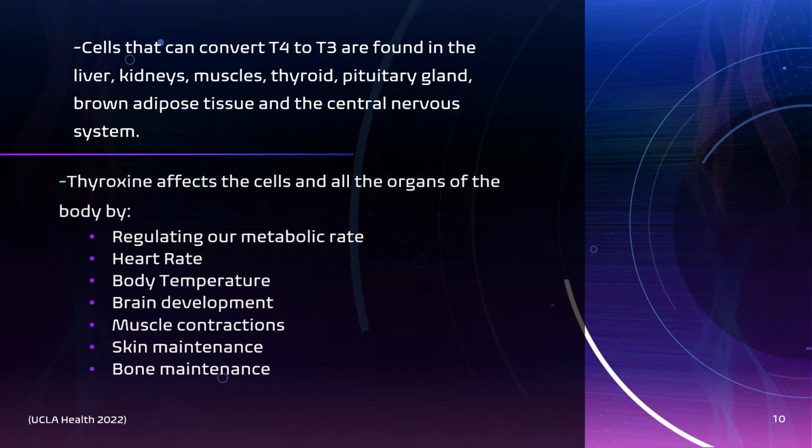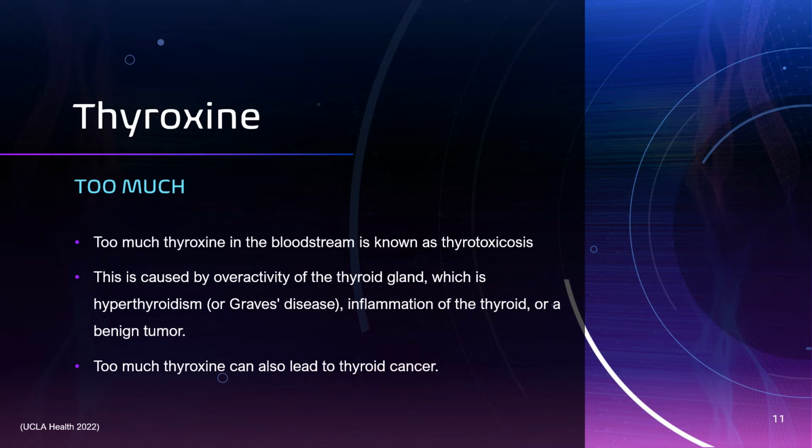Thyroxine affects the cells and all the organs of the body by regulating our metabolic rate, our heart rate, our body temperature, brain development, muscle contractions, and skin and bone maintenance. So you might be asking what happens when there's too much thyroxine. Too much thyroxine in the bloodstream is also known as thyrotoxicosis. This is caused by overactivity of the thyroid gland, which is hyperthyroidism or Graves' disease, which is inflammation of the thyroid or a benign tumor. Too much thyroxine can also lead to thyroid cancer.